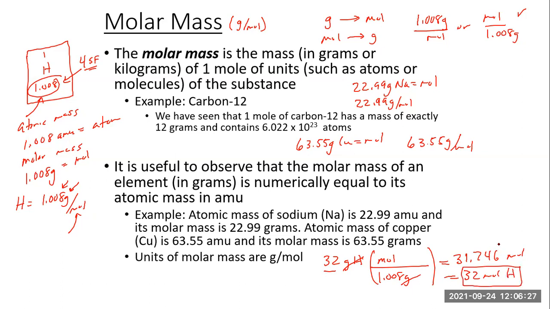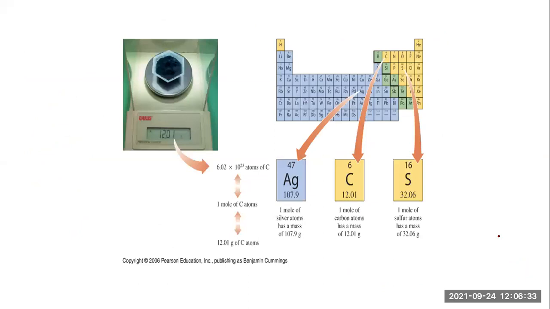We use this as a conversion factor to go from grams to moles or moles to grams. Again, you can find it on the periodic table. That is silver, which is 107.9 grams per mole. That is carbon, which would be 12.01 grams per mole. And that is sulfur, which would be 32.06 grams per mole.